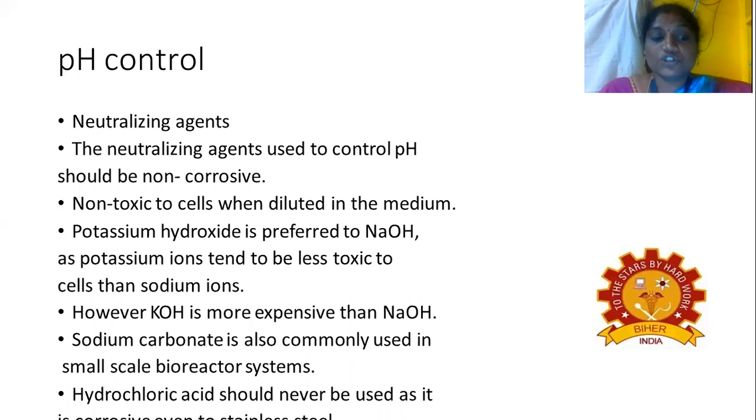pH control. Neutralizing agents. The neutralizing agents used to control pH should be non-corrosive. They must be non-toxic to the cells when they are diluted in the medium. Potassium hydroxide is preferred to sodium hydroxide because potassium ions tend to be less toxic to cells than sodium ions. But the disadvantage of using potassium hydroxide is that it is more expensive than sodium hydroxide. Sodium carbonate is also commonly used in small scale bioreactor systems.